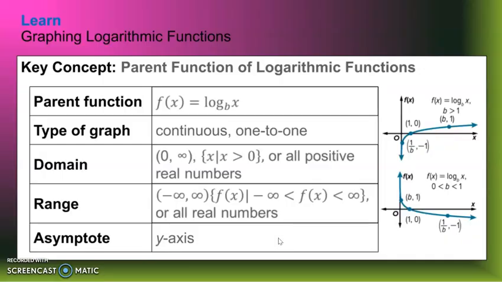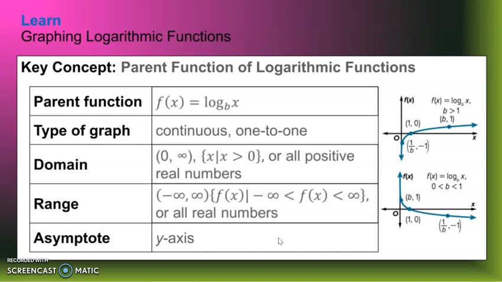The parent function is log base b of x. These are continuous functions, which just means there are no jumps or gaps in there. They are one-to-one, which makes that a function, so it passes the vertical line test and the horizontal line test. The domain is going to be all positive numbers bigger than 0. 0 is neither positive nor negative, because the y-axis, where x is 0, is our asymptote. So the domain is all positive real numbers, or you can say x is greater than 0. And then the range will be all real numbers.